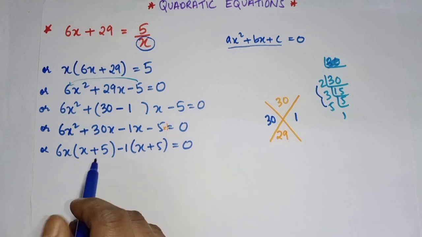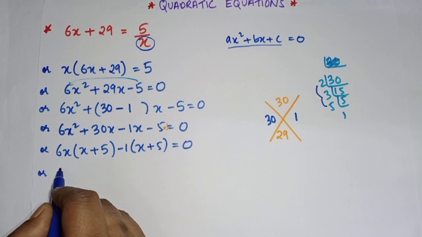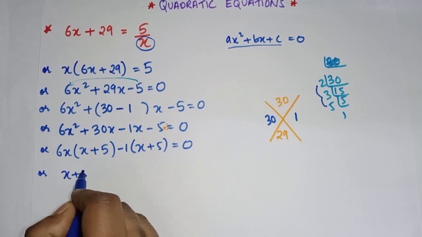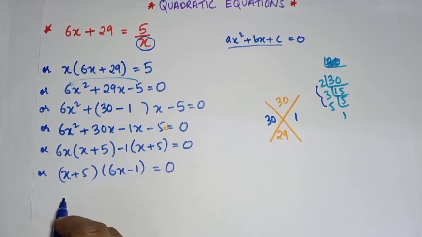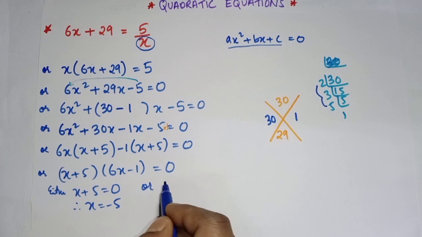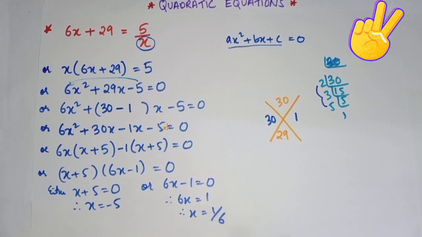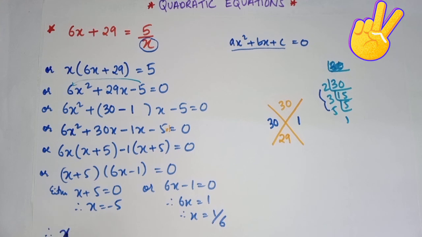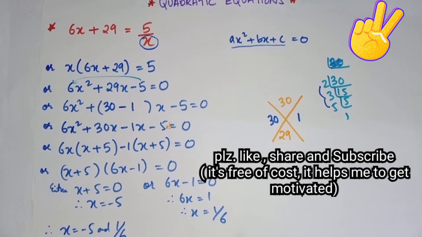So already I have told you this 2 always has to come same. So therefore what will be this? This and this in another bracket. So x plus 5 and this will be 6x minus 1 equals 0. Now I have to do either x plus 5 equals 0, so therefore x equals minus 5, or 6x minus 1 equals 0, so therefore 6x equals 1. Therefore x equals 1 upon 6. So therefore I got the two values. Therefore x equals minus 5 and 1 by 6. So these are my roots and these are my values.